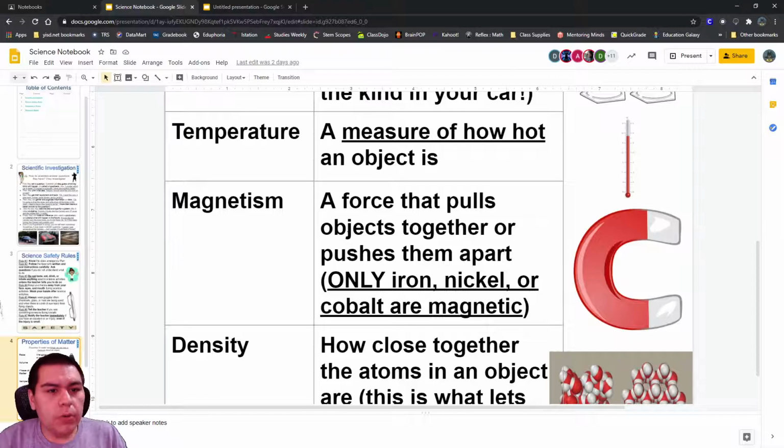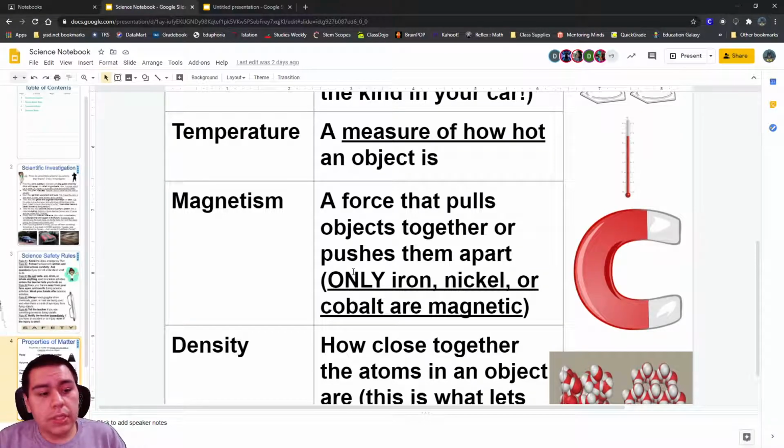Magnetism. Who here has magnets in their house? Raise your hand. Probably a lot of us. I'd say probably almost all of us would have magnets in our house somewhere. Sometimes they're on our fridge, or sometimes they're in our room. Sometimes people use them to hold things up. That's fine, Nakai.